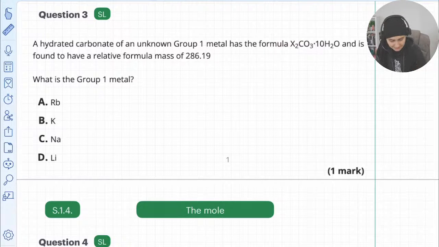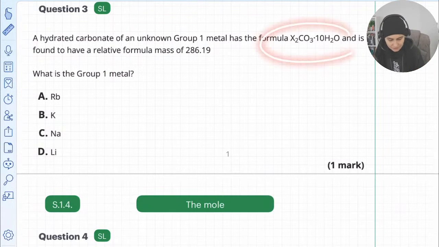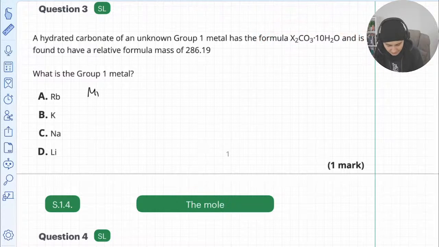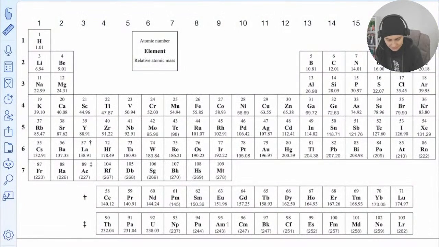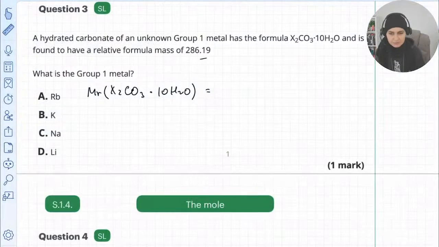Well, let's set the relative atomic mass of the metal X as X. Then I will write down the molar mass of this whole salt, Mr of X2CO3·10H2O. I will use molar masses to 2 decimal places, just because they gave me the molar mass with some decimal places, so that I don't get a weird number for X.